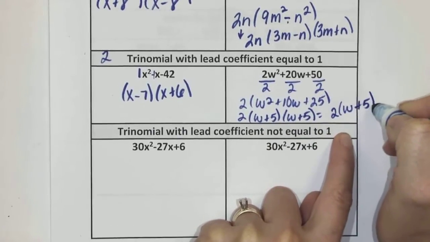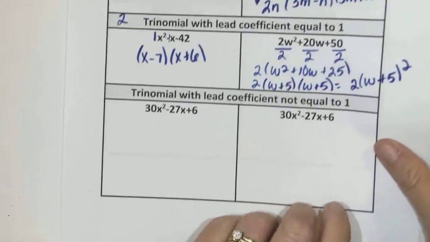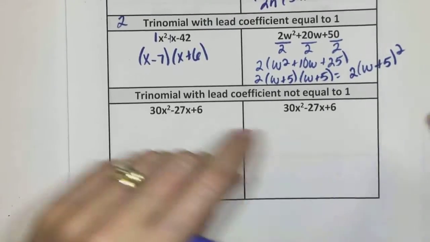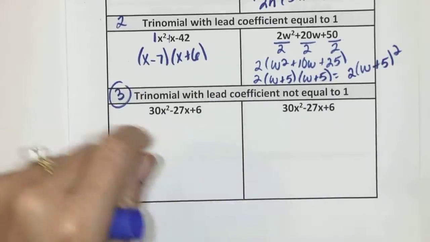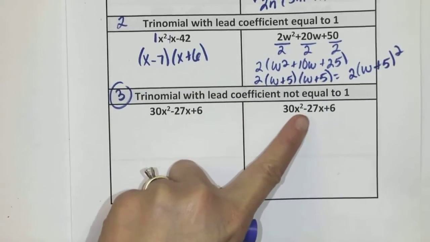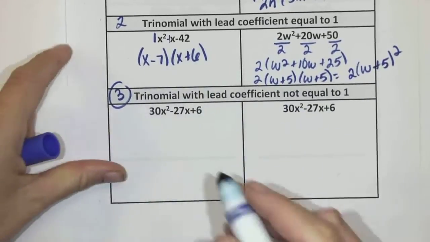This factors into w plus 5 and w plus 5, which is better written as 2 times w plus 5 squared. Okay, last one we're going to do here for this video are trinomials where the lead coefficient is not equal to 1. But again, you still look to take out a GCF.